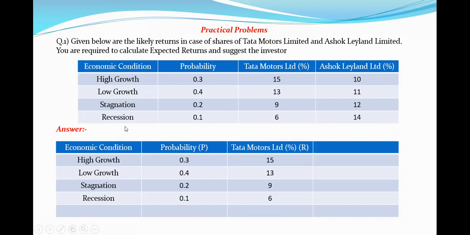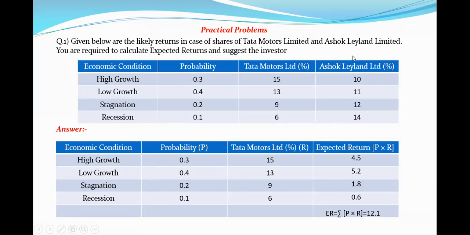Just multiply first, we will do it for Tata Motors. We'll multiply 15 into 0.3, 4.5, 13 into 0.4, 5.2, 9 into 0.2, 1.8, 6 into 0.1, 0.6. Total of this is 12.1. We have calculated for Tata Motors, expected return is 12.1. Just keep it in mind.